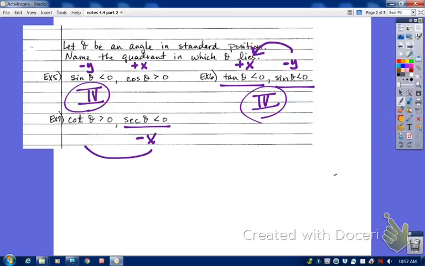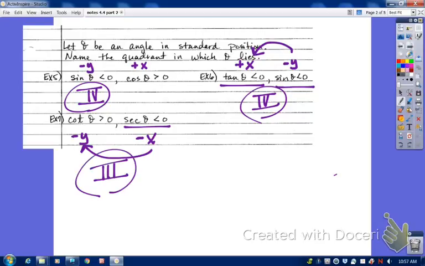And then we can go back to cotangent. If x is negative, then what do we know about y? It's negative also. So if x is negative and y is negative, what quadrant are we in? We're in the third quadrant.